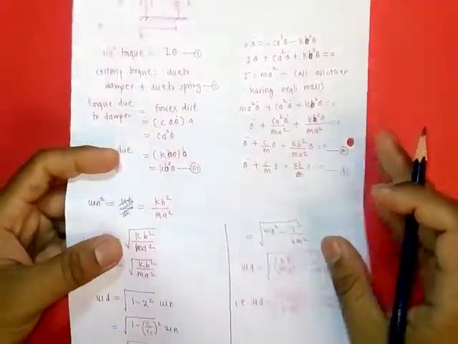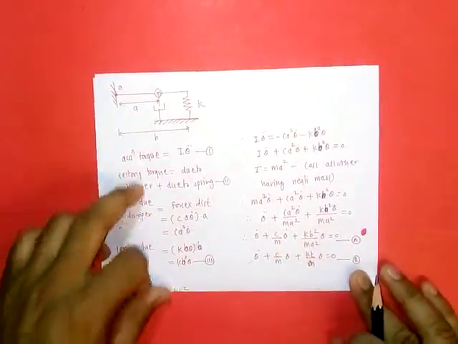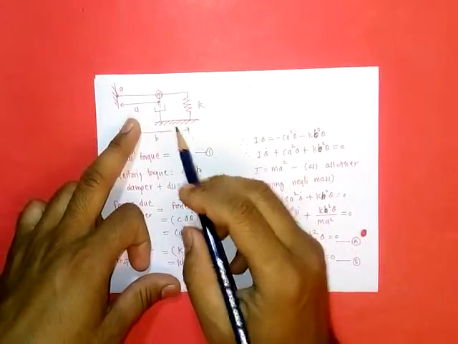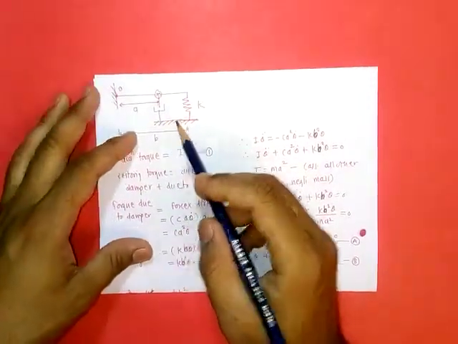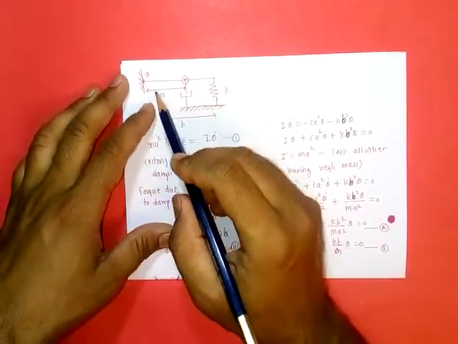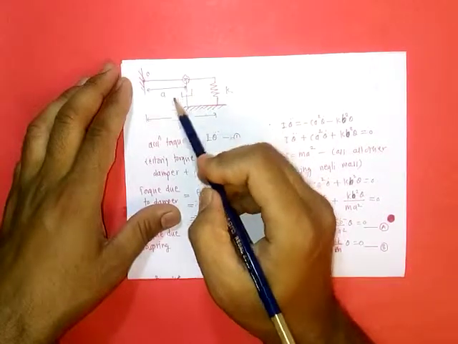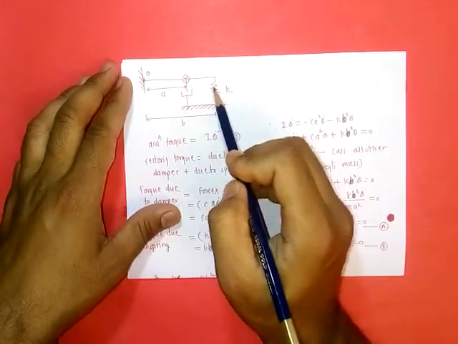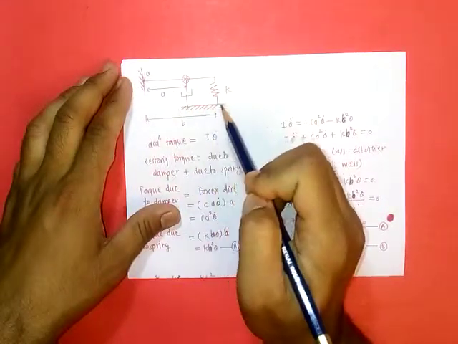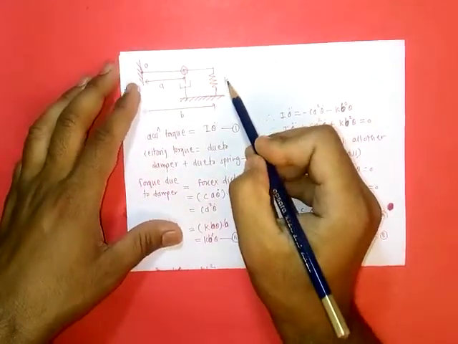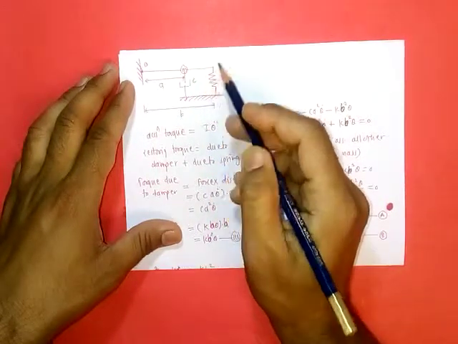Next problem is to find the equation of vibration for this system and its frequency. The system is this: a mass m is supported by a dashpot and spring system. Dimensions of various components are given. Stiffness is K. Damping coefficient, let us assume, as C.